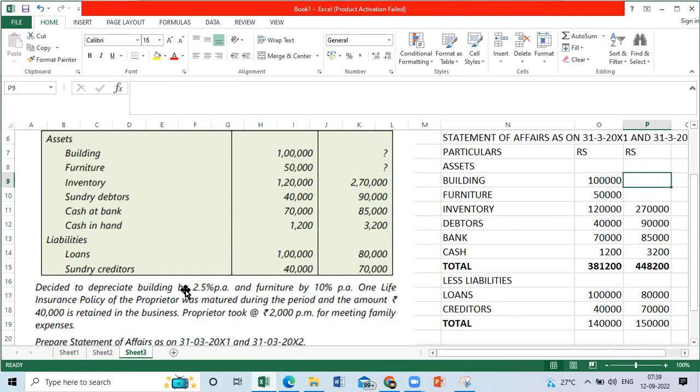Exactly. In case of building, we are no one to decide क्या करना है. Question decides क्या करना है. The question says they have decided to depreciate building by 2.5%. So here I will take 1 lakh minus 2.5%. That comes to 2,500. For furniture it is 10%. So 50,000 minus 10%, 45,000. Any queries?